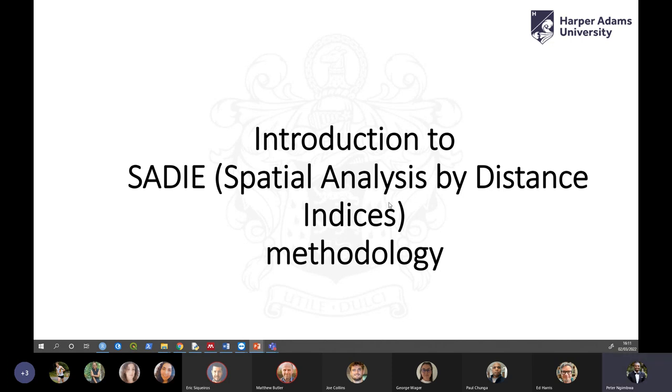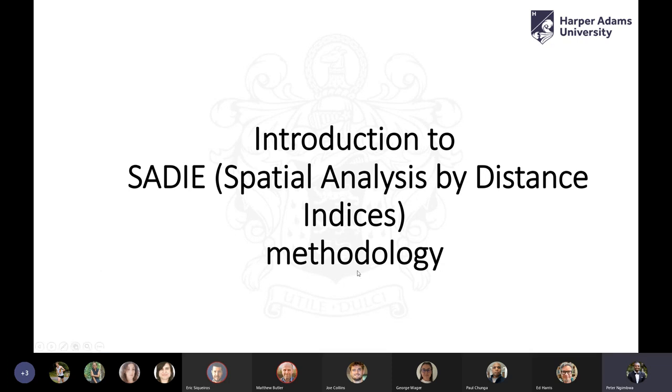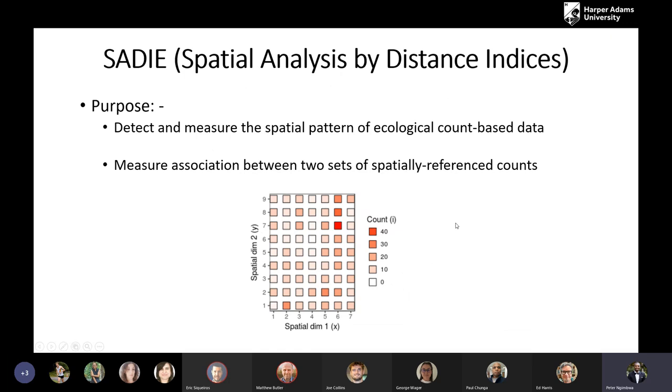So today I'll be introducing this methodology. It's called SADIE, the spatial analysis by distance indices. Today is just the introduction on how this methodology works and how you can use it. This is a methodology I would say specifically developed for ecological data, particularly ecological count data, and its purpose is to detect or measure the spatial pattern of the ecological data.